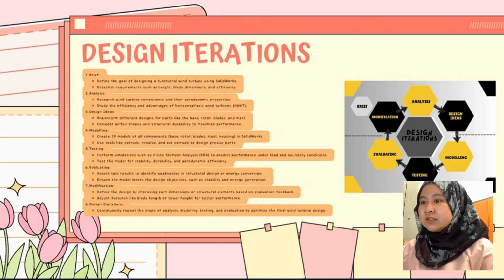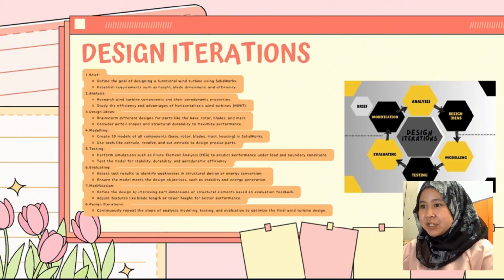Fifth is testing, in which we perform simulations such as finite element analysis to predict performance under load and boundary conditions. We also test the model for stability, durability, and aerodynamic efficiency. Sixth is evaluating, in which we assess test results to identify weaknesses in structural design or energy conversion. Other than that, we ensure the model meets the design objectives such as stability and energy generation.